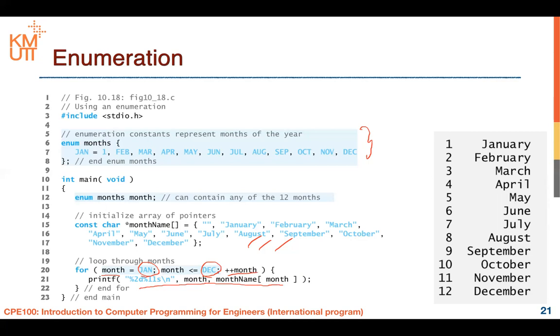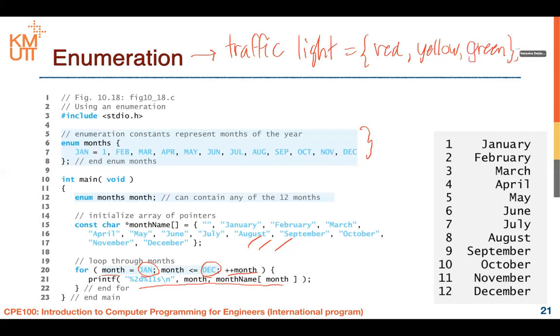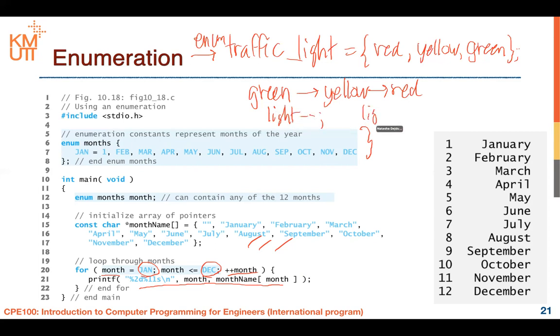This is enumeration. And we can also use enumeration for a traffic light, which I mentioned at the beginning of this course today. How many traffic lights are here? We have red, yellow, and green. You can define enum traffic light. If the light is now green and you want to make it stop, you have to go to yellow first and then red. So you can use light minus minus, light minus minus, to represent green, yellow, red, to make the cars stop running.